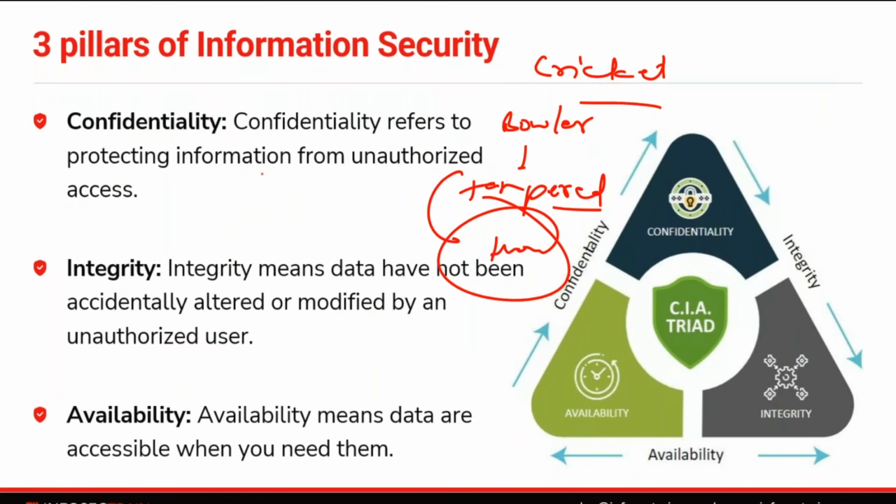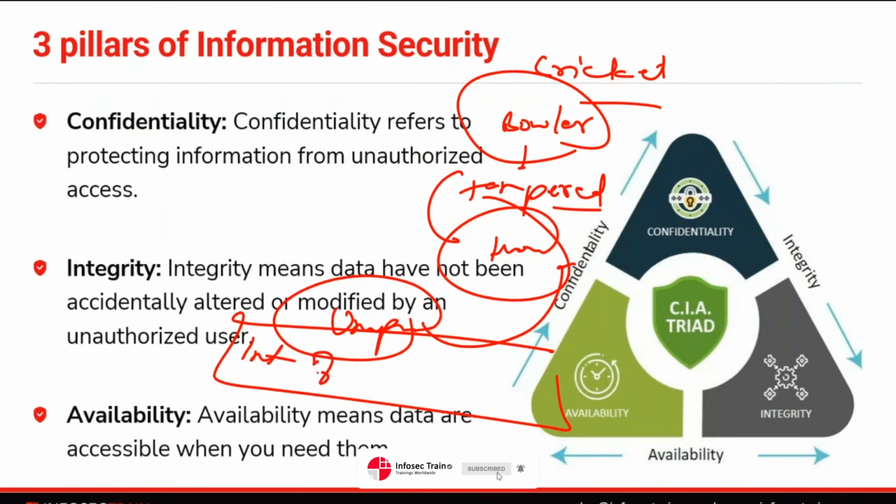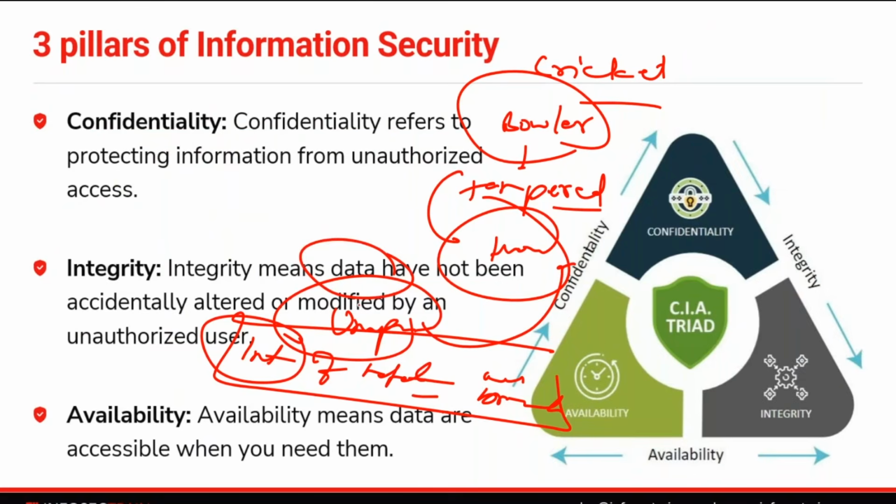Later down the line, the umpire caught that bowler. It came to light that he was having sandpaper with him, and with that, the umpire made this match invalid. So you would have heard this type of news next day in the headline that the integrity of the match was breached, guys. So when I say integrity, integrity means protecting your data against modification, against alteration from any unauthorized individual. That is your integrity.